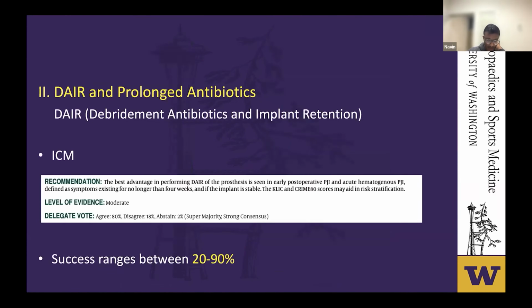So what about DAIR, or debridement, antibiotics, and implant retention, formerly known as I&D and poly exchange, and the role of prolonged antibiotics? There's a whole other controversy as to who is an appropriate candidate for this procedure as opposed to revision arthroplasty. The ICM group suggested patients with acute postoperative infections and acute hematogenous infections with symptoms less than 4 weeks were reasonable candidates. The success rates in the literature, however, have ranged between 20 and 90%.